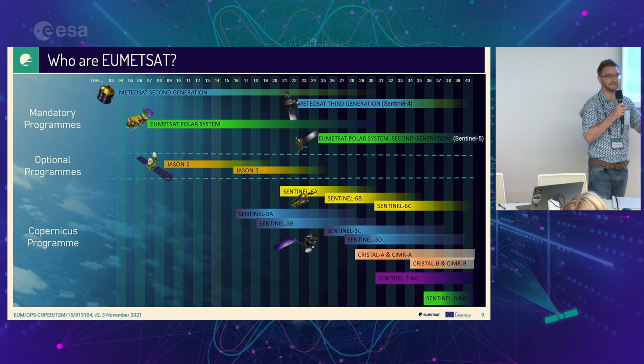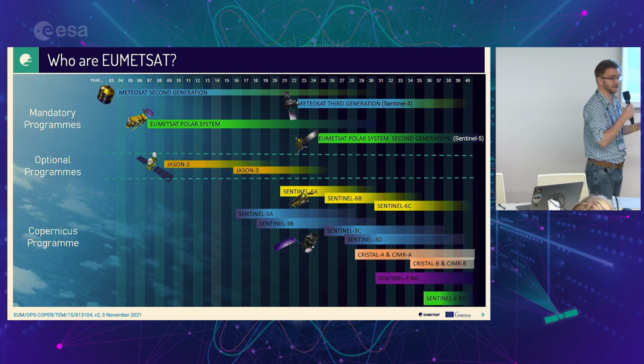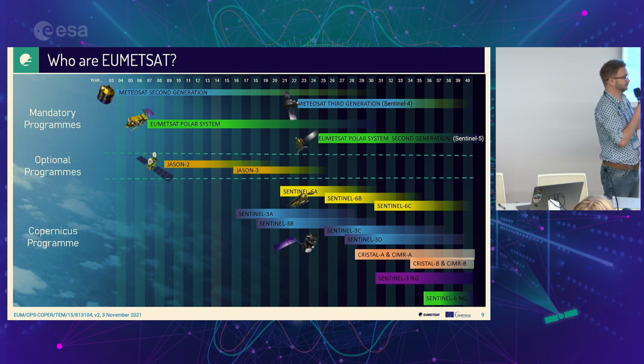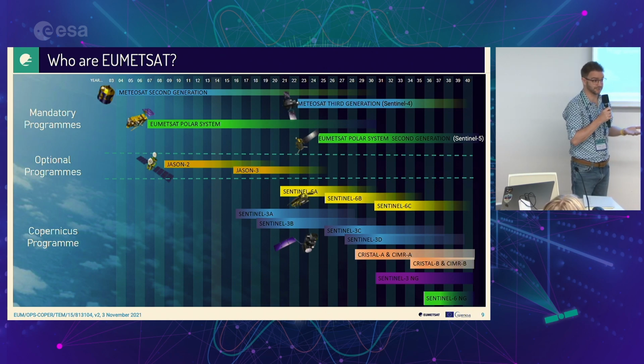If you are aware of the Sentinel-3 or Sentinel-6 satellites, we operate those. We also operate Sentinel-4 and will operate Sentinel-5 on board the METEOSAT Third Generation and EPS-SG, EUMETSAT Polar System Second Generation satellites, for atmospheric composition, weather, and a whole raft of other applications. And in the future, we'll also operate CRISTAL, CIMR, and the follow-ons for both Sentinel-3 and Sentinel-6.